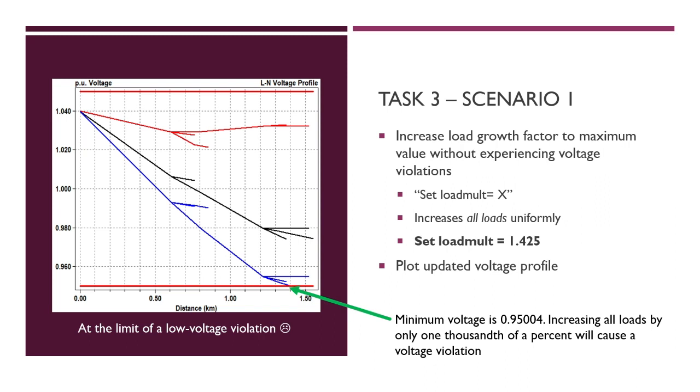And I reached the point where increasing all of the loads by just 1,000th, so 0.001, would cause a voltage violation. So the low voltage on my simulation was 0.9006, I believe. And so we are at the limit of a low voltage violation.